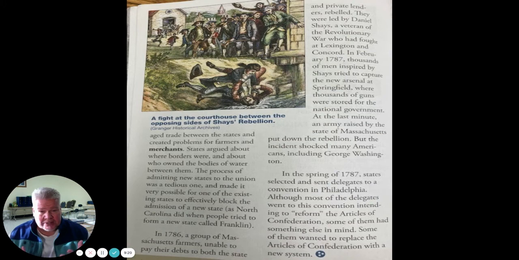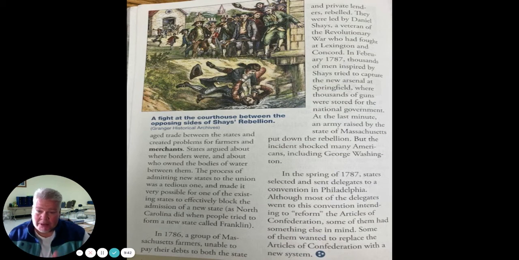Starting new states, and in any states that were north of the Ohio River, slavery was prohibited. You couldn't have slavery there. They also gave land to veterans of the Revolutionary War under the Articles of Confederation. So there were some good things, but the bad outweighed the good. And that's why these guys decided to meet again and make a better plan for government.